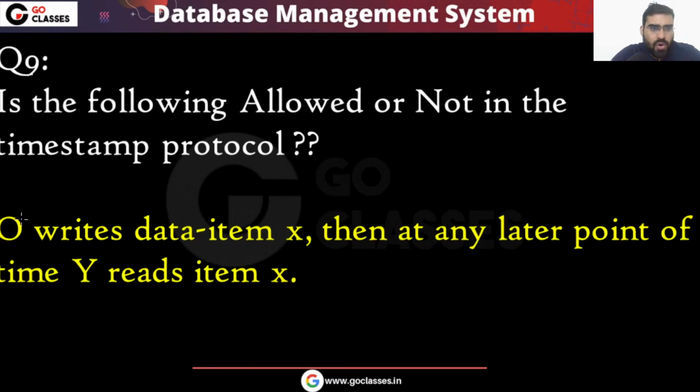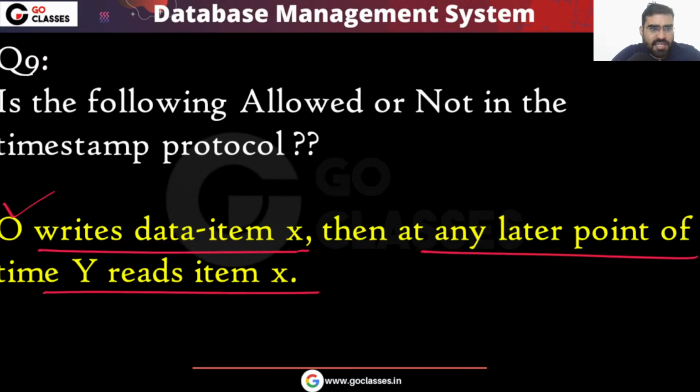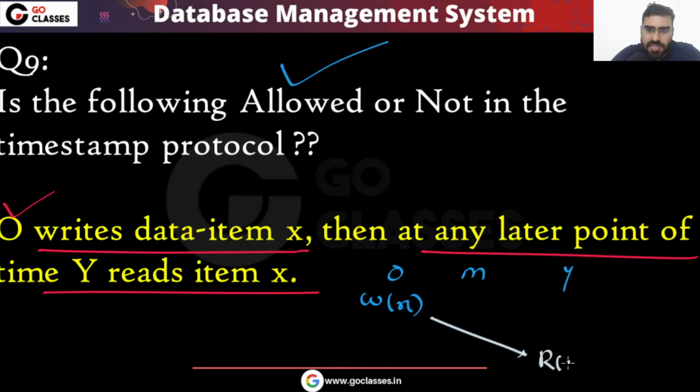Question number 9. O is writing data item X. This transaction O that is writing data item X. After some point of time, Y is reading item X. This is also a conflict. But this conflict is fine, right? Yes or no? This is allowed because old, middle, young. So you can notice this is writing item X. After some point of time, this is reading item X. This is a conflict, but this conflict order is fine. Okay, so there is no problem. So here this will be allowed.